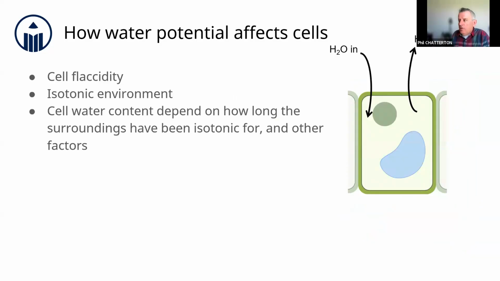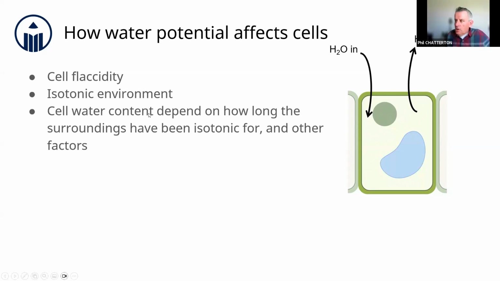And the term flaccid we use for what we call an isotonic environment, where a cell is kind of doing all right. It's got enough water. There's water flowing into it and out of it at approximately the same rate. The cell is happy doing its job, but it's not completely turgid. It's not completely full of water as it would be in the turgid situation.